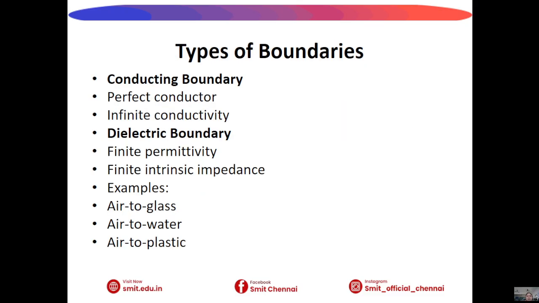Next, we see the types of boundaries. When electromagnetic waves encounter a boundary, the nature of the boundary determines the wave behavior. There are two important types of boundaries. The first is the conducting boundary, which has very high or infinite conductivity. The second is the dielectric boundary, which consists of insulating materials with infinite permittivity and intrinsic impedance. Examples of dielectric boundaries include air to glass, air to water, and air to plastic interfaces.